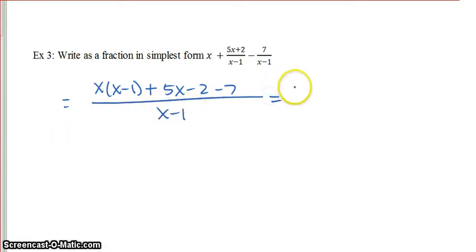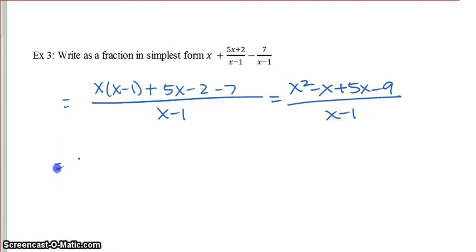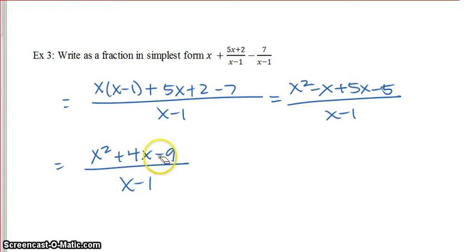So I've got to do some distributing. So we have x squared minus x plus 5x minus 9, divided by x minus 1. Keep going. x squared plus 4x minus 9 over x minus 1. And so, oh my goodness, I just realized, hopefully you noticed it, that should be a plus right there, so it's 5x plus 2, so therefore we should have a negative 5, because 2 minus 7 is negative 5. I don't know how I caught that there.